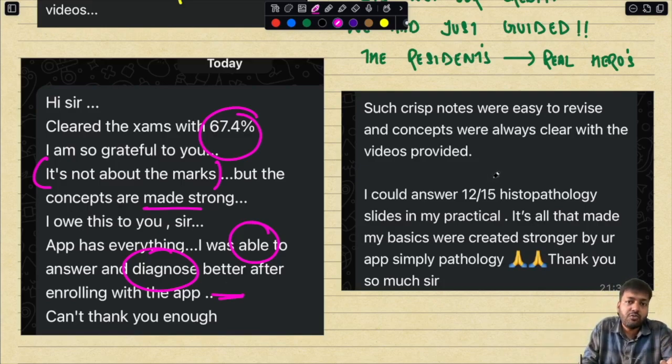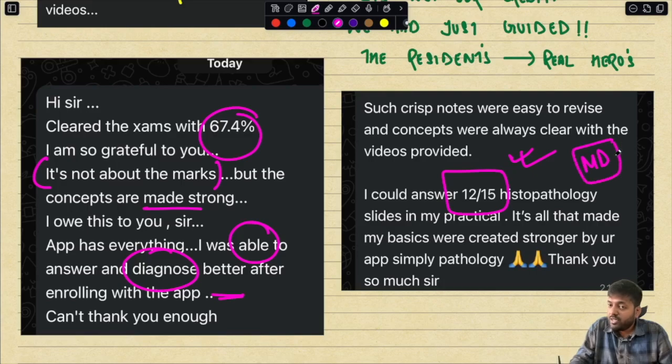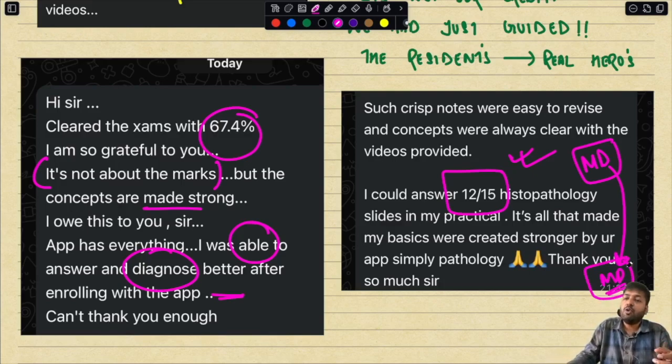This is another student. Now I will tell you the story of this student. Okay. This student could answer 12 out of 15 histopathology slides in practical. Now this is an excellent student, very good practical knowledge, was an MD student only. But what happened with this student, that in the end, her center for the practical exam was not the home college. Her center became another MD college. And she was asked to go, I think 2 days before the exam, this information she had got, that no, your center will not be here, you go and give exam in some other college.